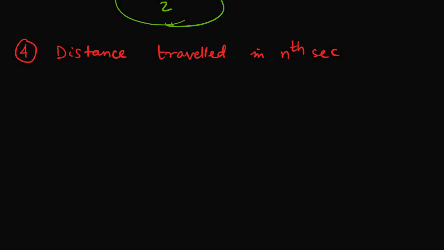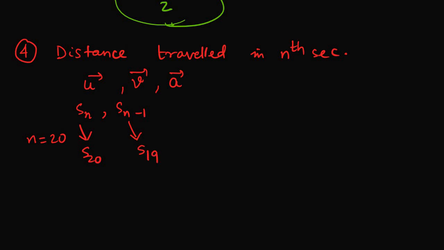What is the nth second of a uniformly accelerated motion in a straight line? Now we know what u is, the initial velocity. We know what v is, the final velocity. We know a is acceleration, and it is uniform acceleration as well. Now let's say Sn and Sn minus 1. If I am taking n as 20, Sn would be S20 and Sn minus 1 would be S19.